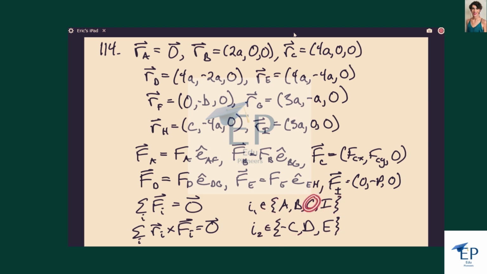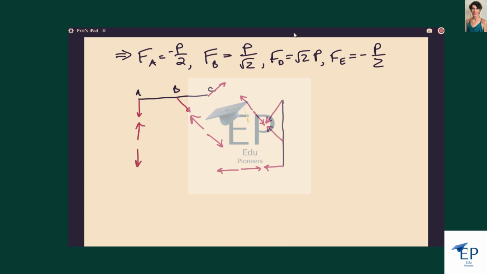And again, because C is an internal force, we need to make sure that one of these has a negative sign in it, so that whenever we have FC in our summation, or RC cross FC in our summation, we have a minus sign up front here. So this gives us 3 equations, and this gives us 3 equations, so we get 6 equations and 6 unknowns, and we can go back and do the algebra to solve those. And we get that FA is minus P over 2, FB is P over square root of 2, FD is square root of 2 times P, and FE is minus 2P.